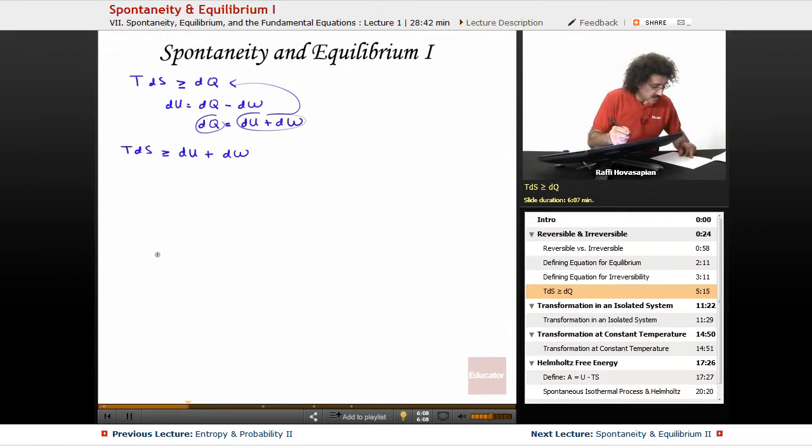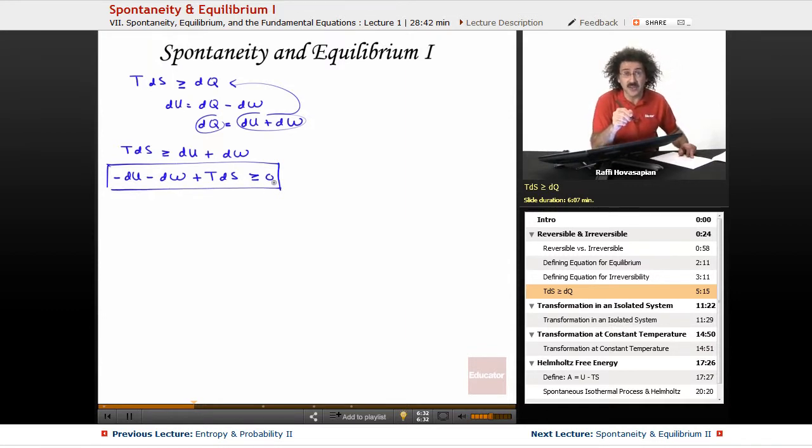Now let's go ahead and rearrange this. I'm going to bring both of these over to the left-hand side, and I'm going to leave 0 on the right-hand side. So I have minus dU minus dW plus T dS is greater than or equal to 0. This right here, this is our defining equation. All we've done is take that defining condition and include the first law of thermodynamics, so we've brought in the heat and the work and energy, and now we've expressed it this way.